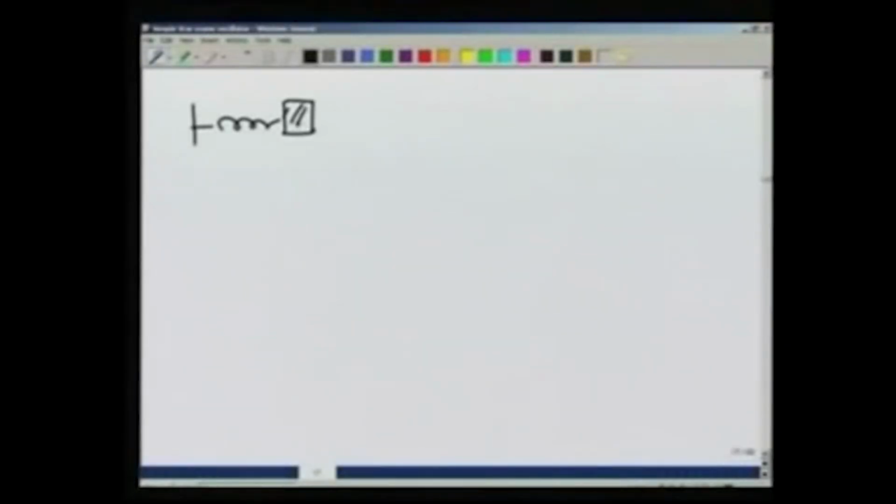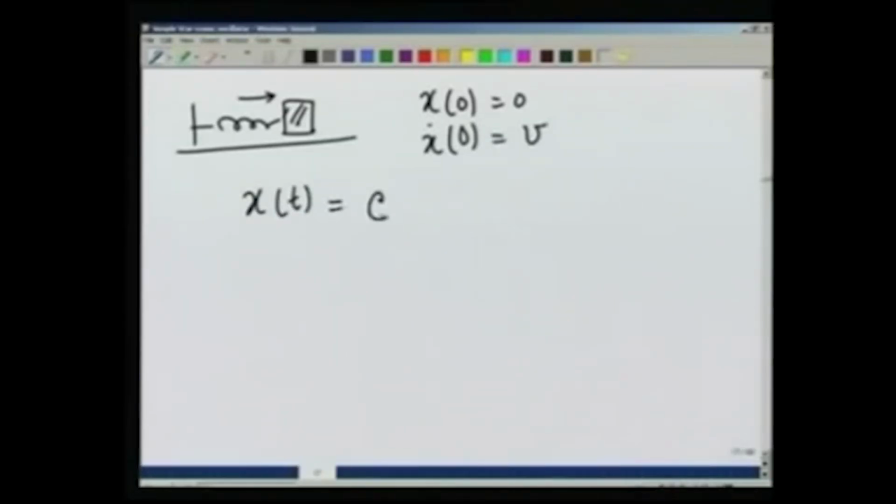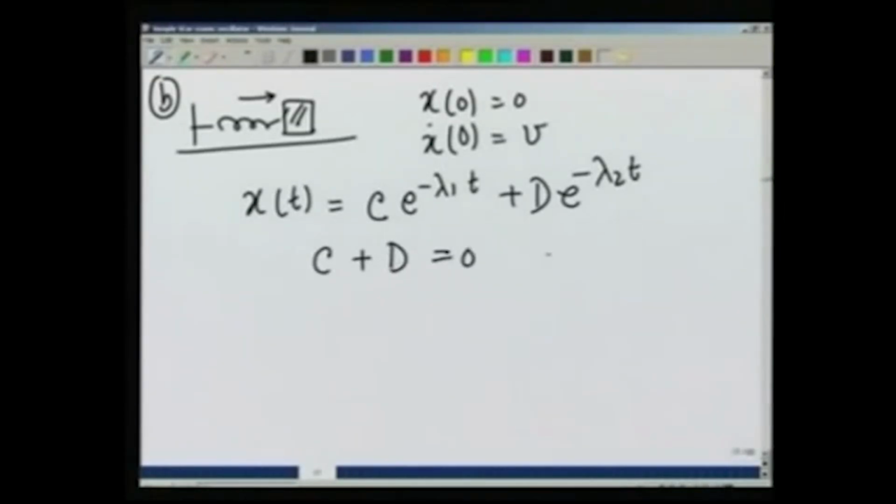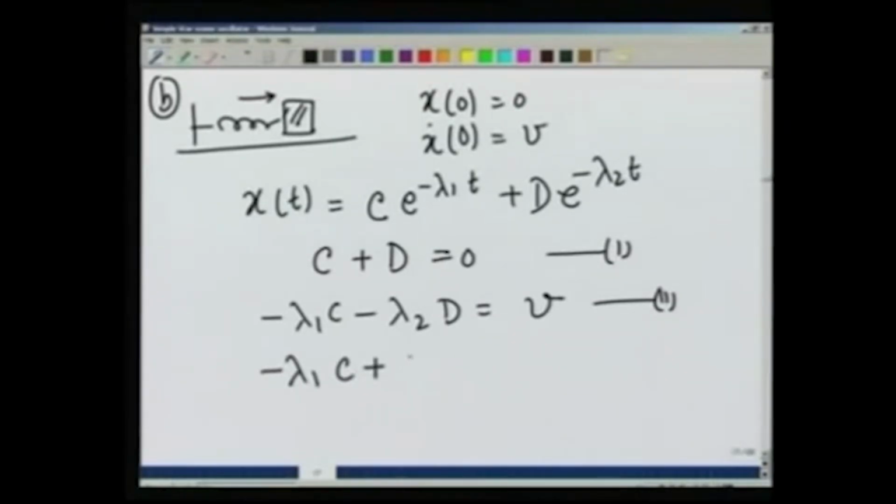Let us now take a second situation in which I take this mass and give it an impulse, so that at x(0) equal to 0, it starts with a velocity x dot equal to v in the positive direction. Again looking at the general solution, this is my situation b, x(t) equals c e raised to minus lambda 1 t plus d e raised to minus lambda 2 t. I have c plus d is equal to 0 and x dot, which is minus lambda 1 c minus lambda 2 d, is equal to v. This is my equation 2. Substitute d equals minus c from here, I get minus lambda 1 c plus lambda 2 c is equal to v, or c equals v over lambda 2 minus lambda 1, which is equal to minus d.